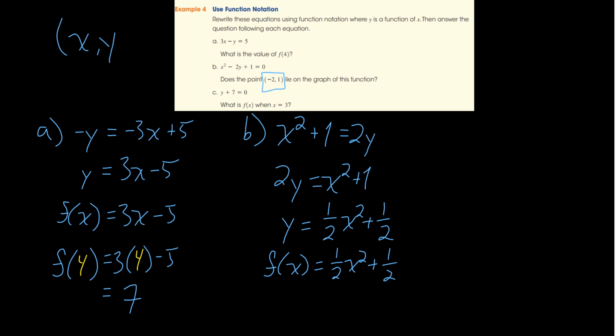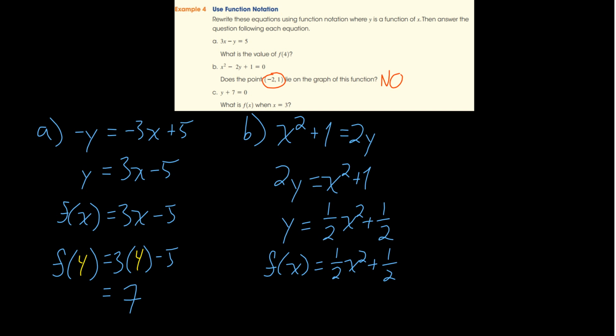Okay, and so if I were to do this, let's plug in negative 2 here, and we're going to do this in our head, because I'm out of room there. If I plugged in a negative 2 for x, what is negative 2 quantity squared? Negative 2 quantity squared is 4. What is 4 times 1/2? 4 times 1/2 is 2. 2 plus 1/2 is 2.5, and 2.5 is not the one that we were looking for. So this point does not lie on the graph of this function, so no.